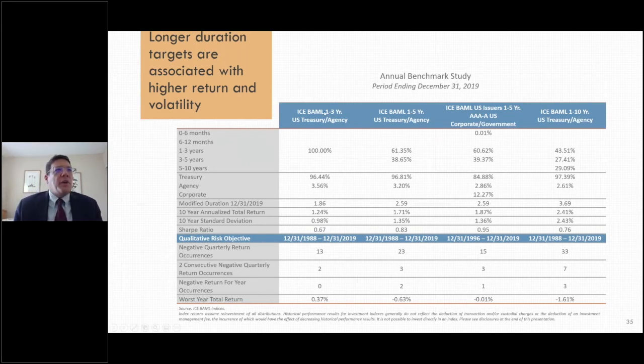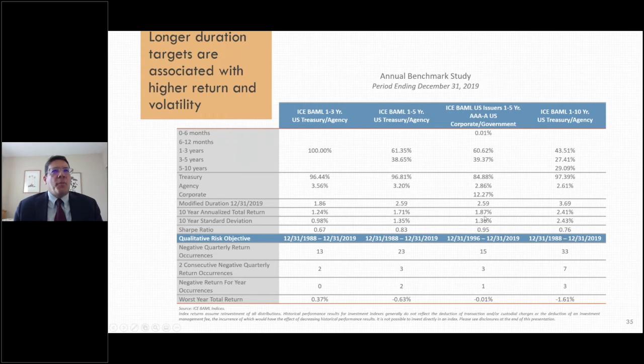What you've got here is a 1 to 3 year Treasury and agency benchmark. It assumes you're maintaining your investments between 1 and 3 years. And I'm going to go to this line titled modified duration. It averages 1.86 years. This benchmark here, 1 to 5 years, treasuries and agencies, assumes that you maintain the bulk of your investments between 1 and 5 years, and you're averaging 2.59 years.